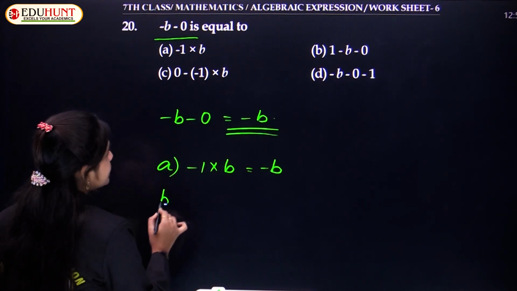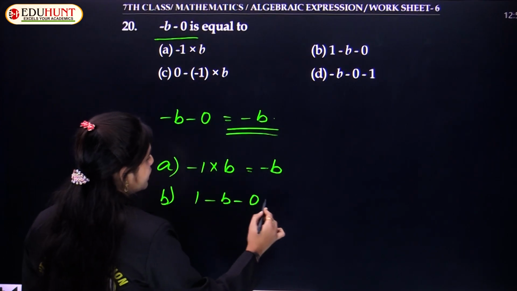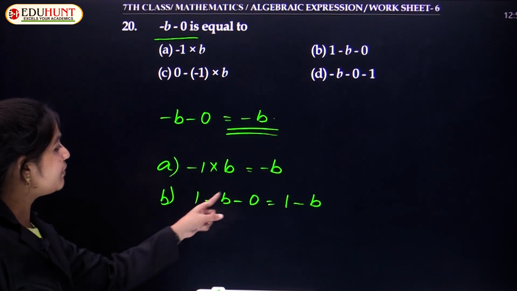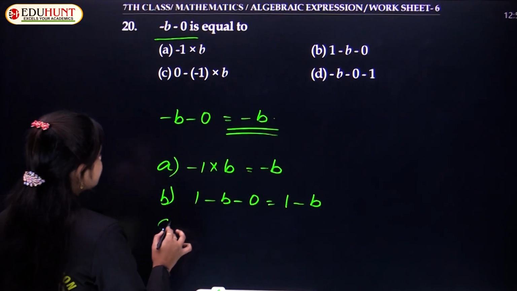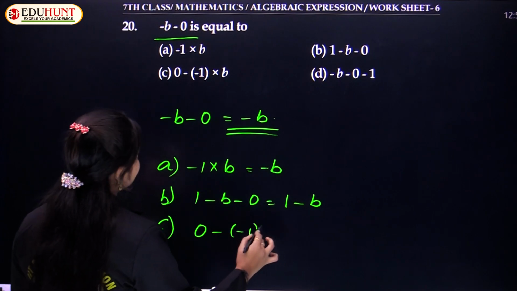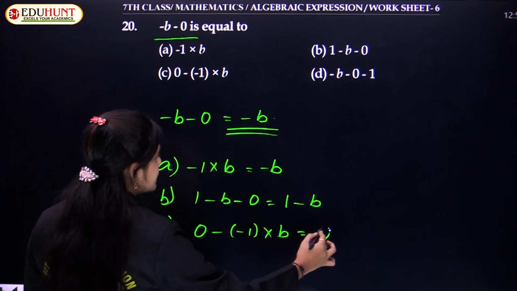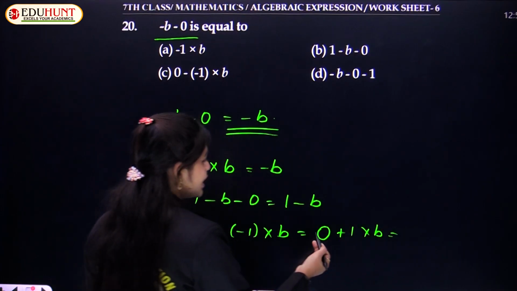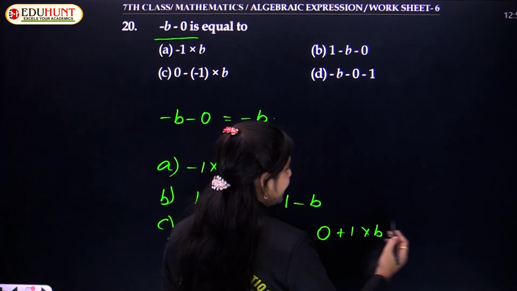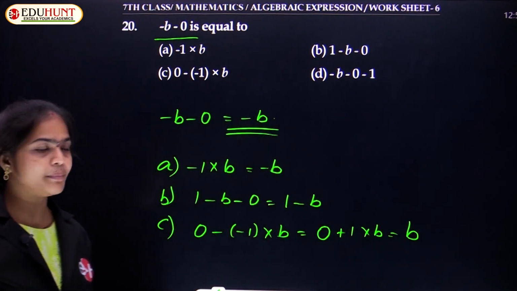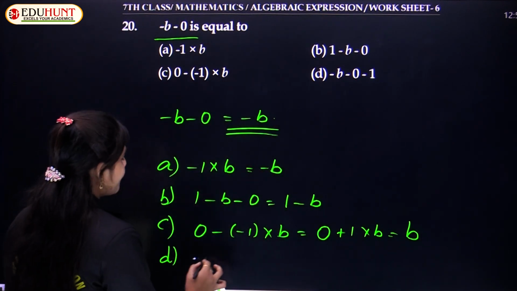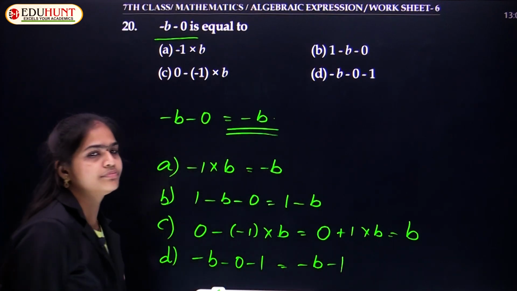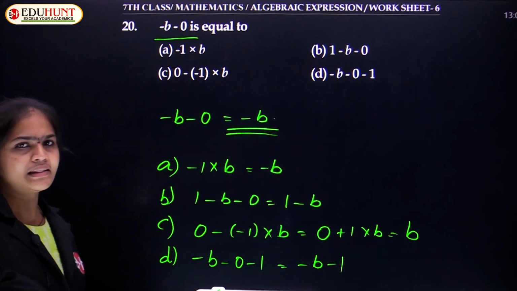Next, check option B also. 1 minus b minus 0 is equal to 1 minus b only, because minus 0 means nothing is there. So again we get 1 minus b. Next option C: 0 minus of minus 1 into b, which is 0 minus into minus, which is plus 1 into b. 0 plus means no need to add anything, and 1 into b is plus b here. Next option D: minus b minus 0 minus 1, which is minus b minus 1. Zero means nothing is there.